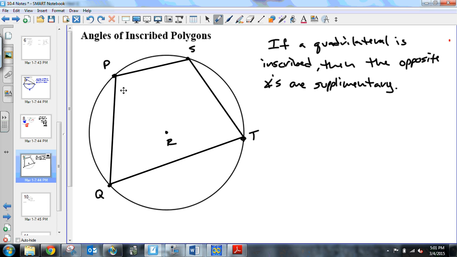So what I can say here is that angle P plus angle T, if I take those two angles and add them together, I'm going to get a total of 180 degrees. Similarly with Q and S: if I take angle Q and add that to angle S, I'm going to get 180 degrees. We figured this out using Sketchpad, and when you were in class, we did that on the notes. But I wanted to show it to you here and put it down on the 10.4 notes, so make sure you write that down.